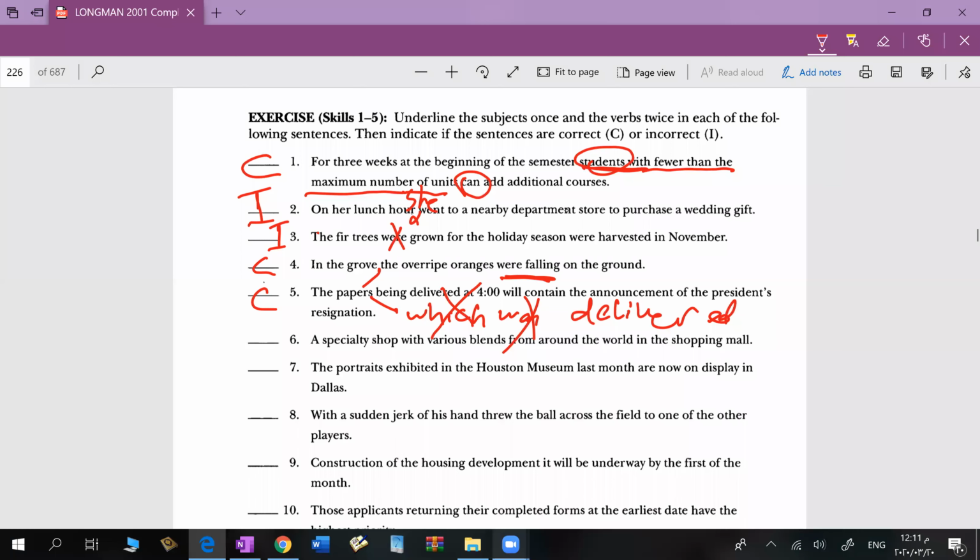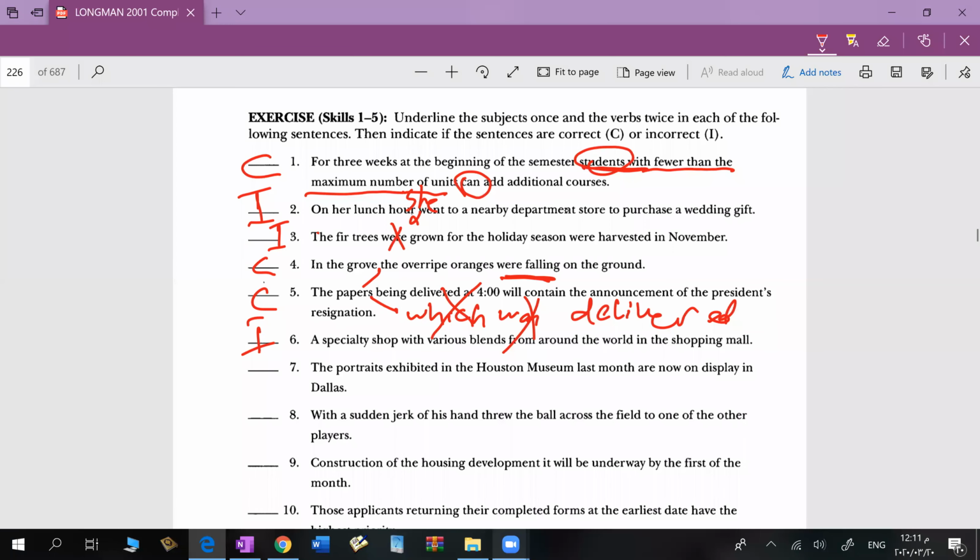Because yes, I understand that some things depend on other things to be explained. So, number 5 clear? Yes, crystal. Number 6, a specialty shop with various blends from around the world in the shopping mall. Correct or incorrect? Incorrect. How can we make it correct? We have to add a verb somewhere, correct? So a specialty shop with various blends from around the world will be open, for example, in the mall, correct?